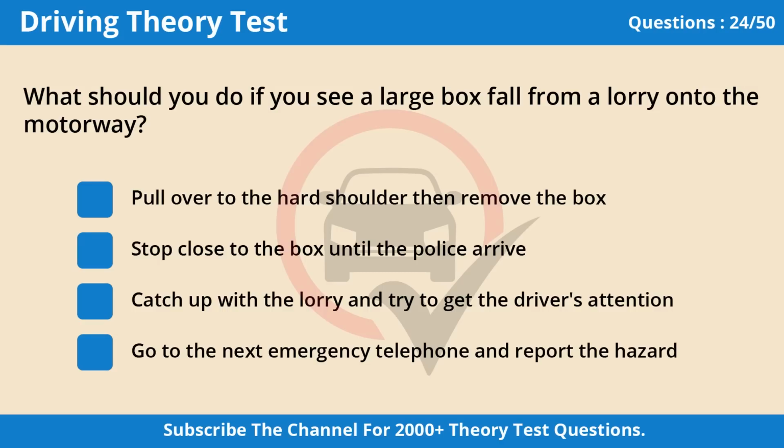Question 24. What should you do if you see a large box fall from a lorry onto the motorway? A. Pull over to the hard shoulder, then remove the box. B. Stop close to the box until the police arrive. C. Catch up with the lorry and try to get the driver's attention. D. Go to the next emergency telephone and report the hazard.